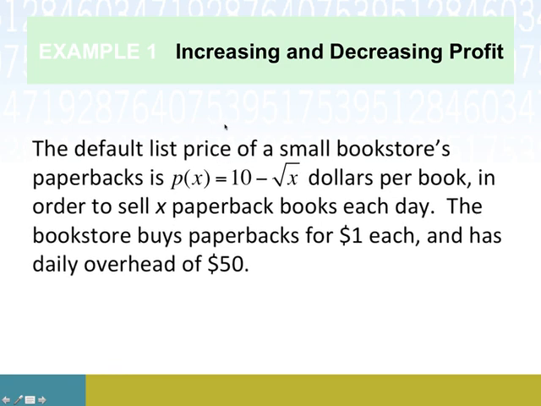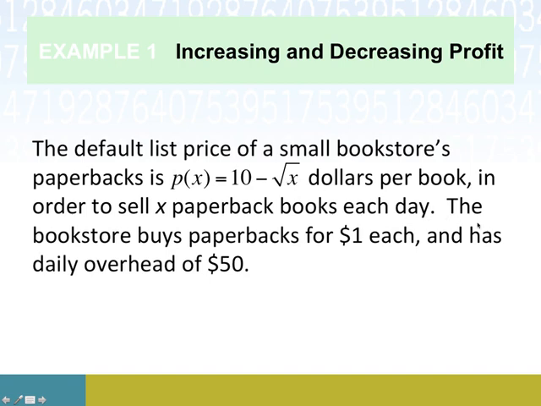Okay, so let's see if we can put this to work. So here's our list price for paperback at a bookstore. And this is a typical kind of demand function, except that we're looking at x as the quantity sold. So this output here is actually a price, so dollars per book when we want to sell x paperbacks.